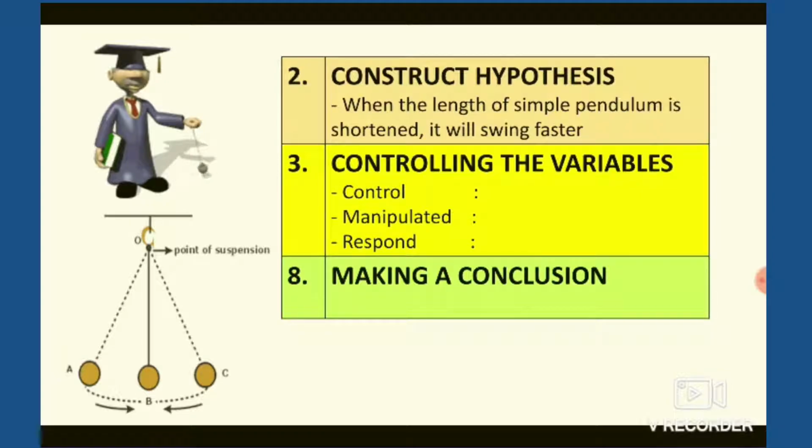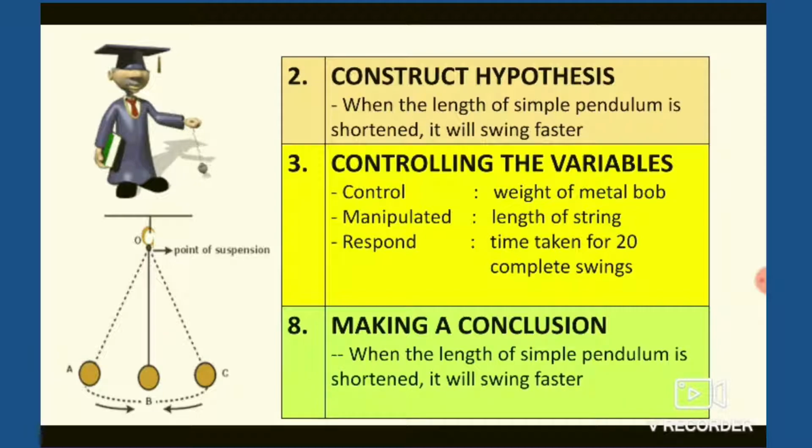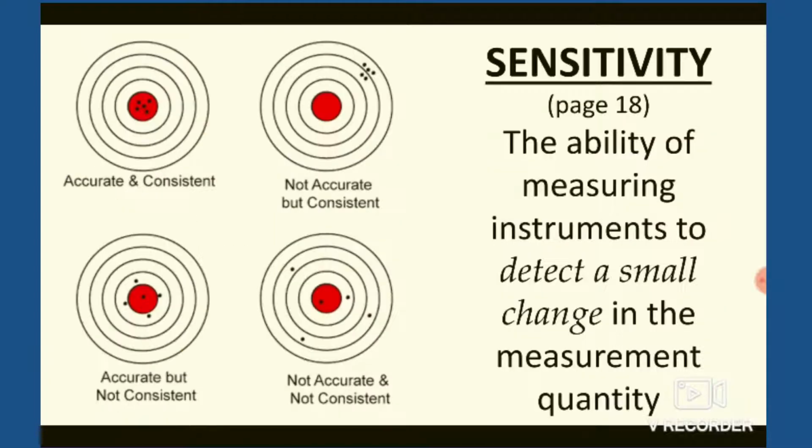So, next, the variables, maybe the control variable, weight of the metal pendulum, manipulated variable, length of the string, maybe 10 cm, maybe 20 cm, and the response variable is time taken for 20 complete swings, for example, for 10 complete swings, maybe making a conclusion. So when the length of the pendulum is shortened, it will swing faster.